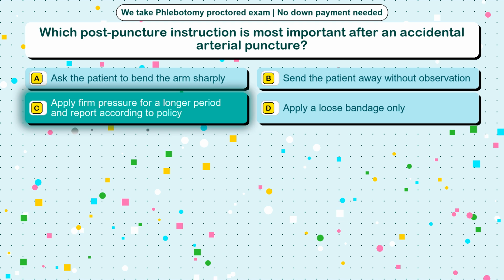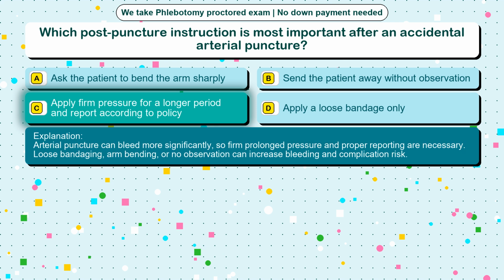Apply firm pressure for a longer period and report according to policy. Arterial puncture can bleed more significantly, so firm prolonged pressure and proper reporting are necessary. Loose bandaging, arm bending, or no observation can increase bleeding and complication risk.